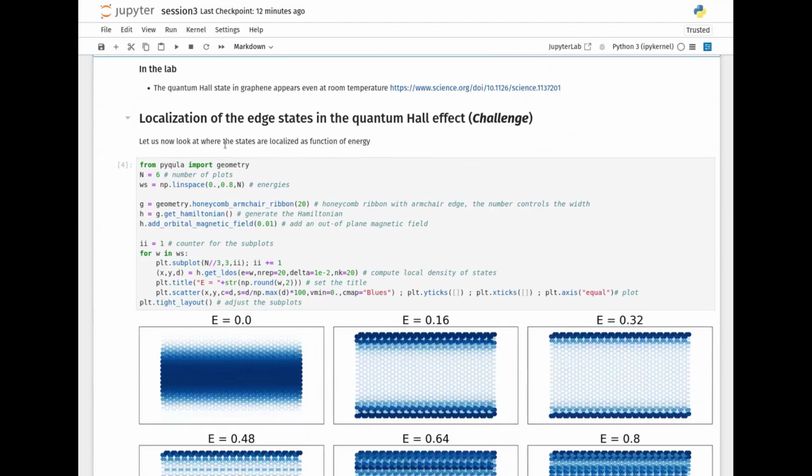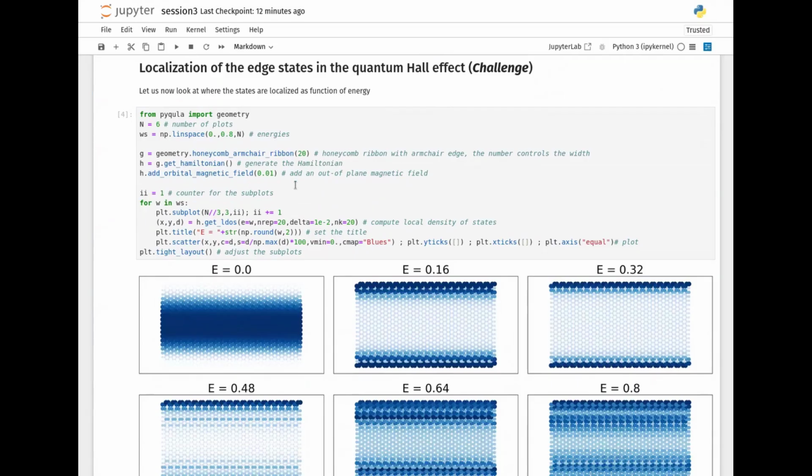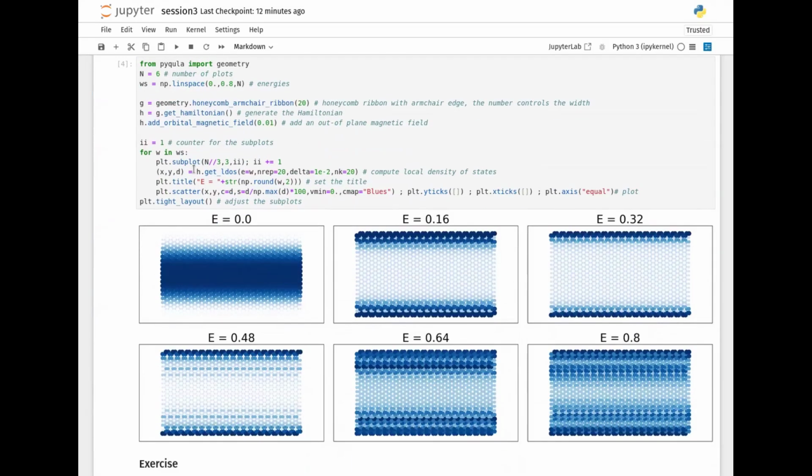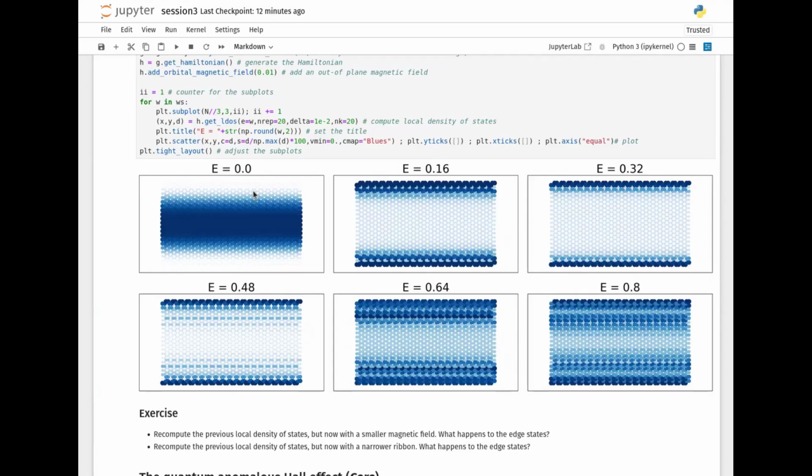Okay, so now let us look at the localization of the edge states in the quantum Hall state. For that, we are going to take a specific geometry, in particular an armchair ribbon for the honeycomb lattice. We are going to add a magnetic field, and we are going to compute the local density of states at different energies. And so what we are going to see in this way is whether the state is localized in the bulk or in the edge.